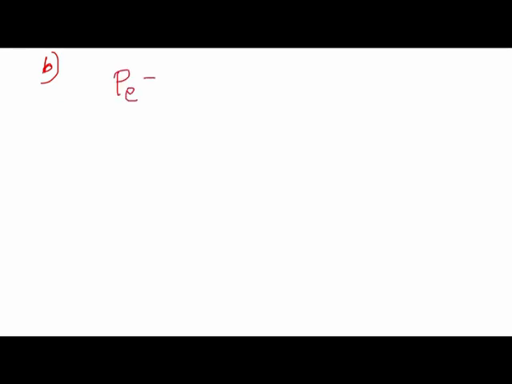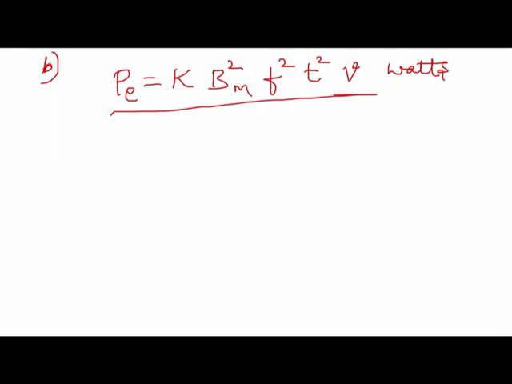There is a formula to calculate the eddy current loss as well. It is given by K, the eddy constant, into the maximum flux density squared, into f squared, into the thickness of the core, into the volume of the core. By using this formula we can calculate the eddy current loss. These eddy currents are induced in the core due to the electromagnetic induction principle.